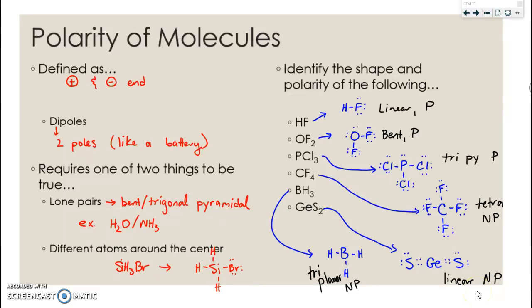This concludes our study of naming, formula writing, as well as chemical bonding.